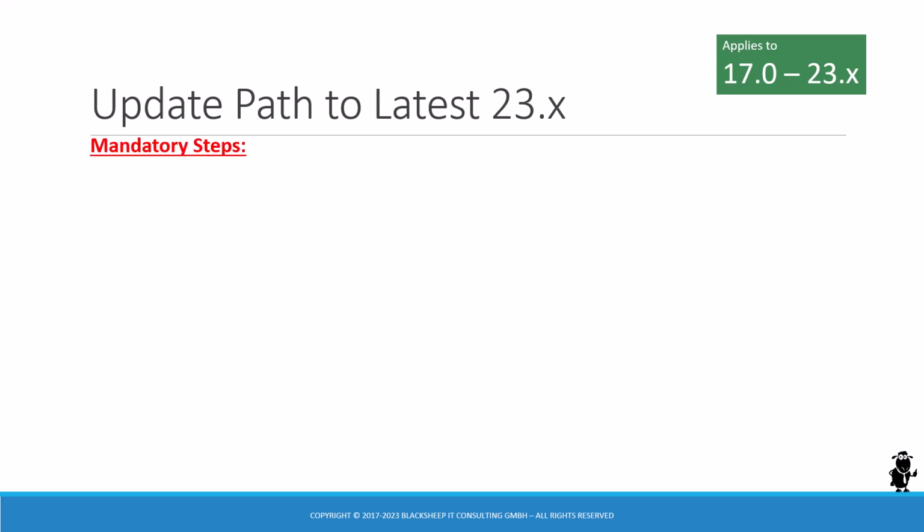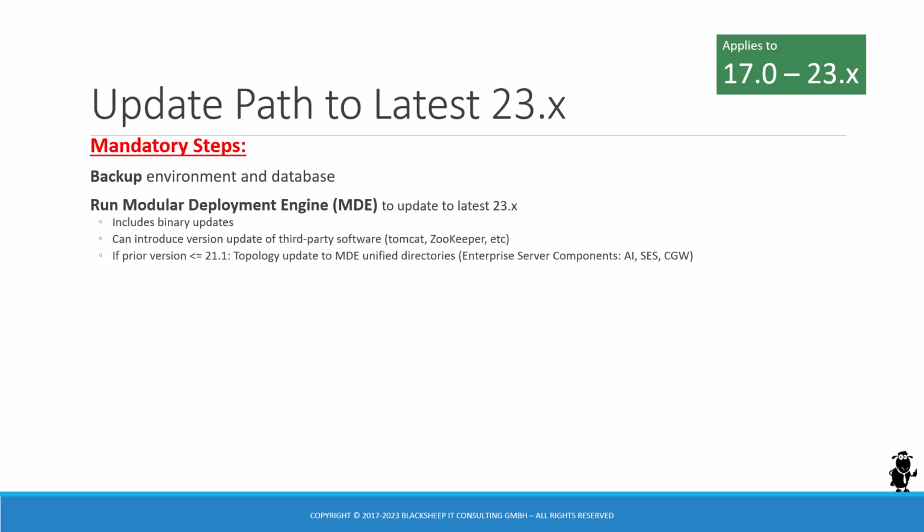So there are a few mandatory steps you have to take. You have to make sure you back up your environment database, then you run what's known as the Modular Deployment Engine, or MDE, which does all the binary stuff really. And then you run the post-install database update. This is mandatory, and it updates your database. That's why I take a backup with schema, seed data, and manifest data that brings in, well, the mandatory stuff that Oracle has developed since your last version.